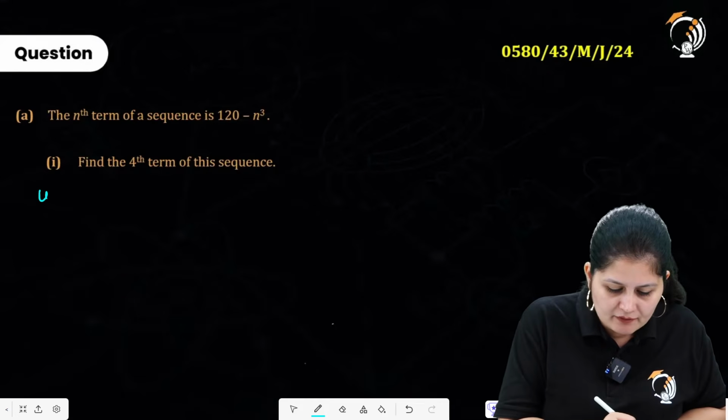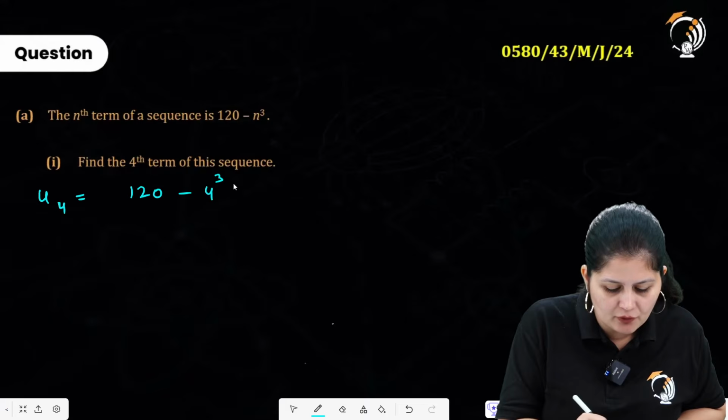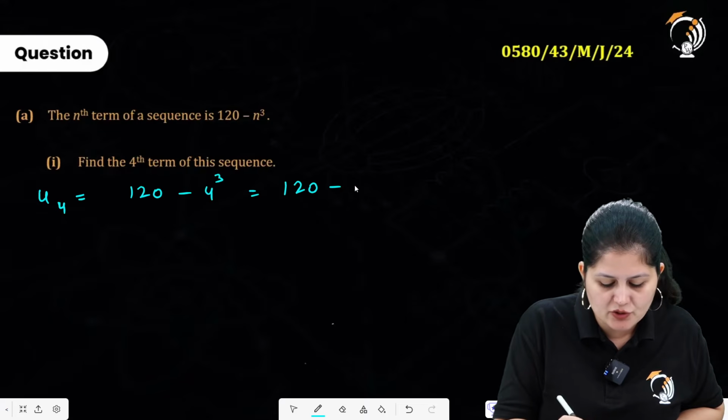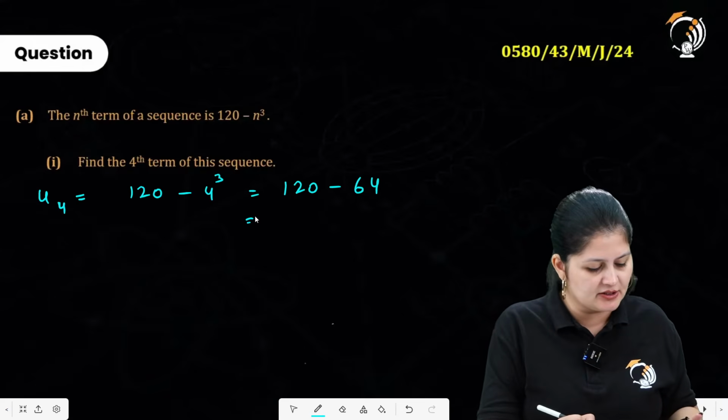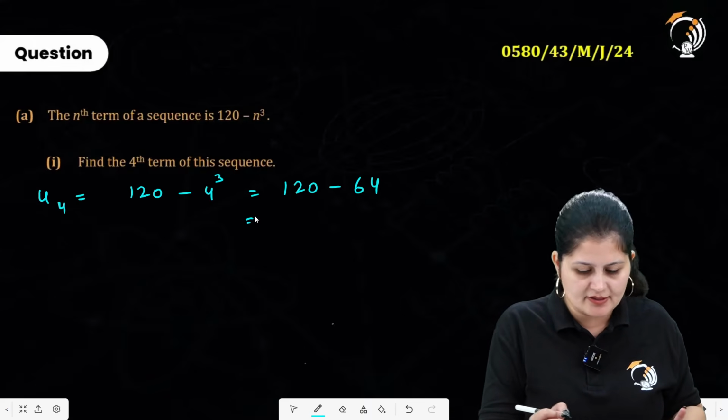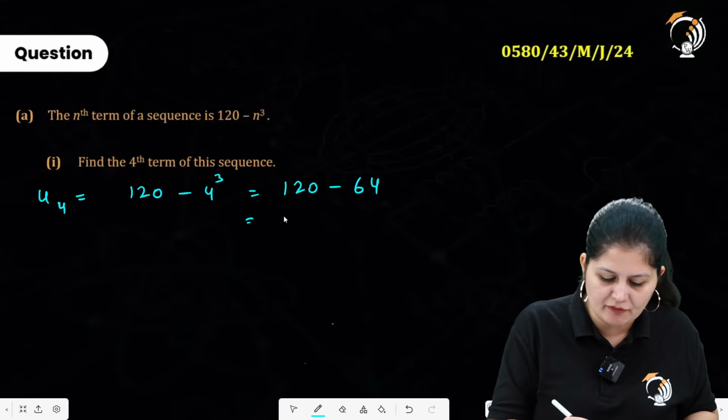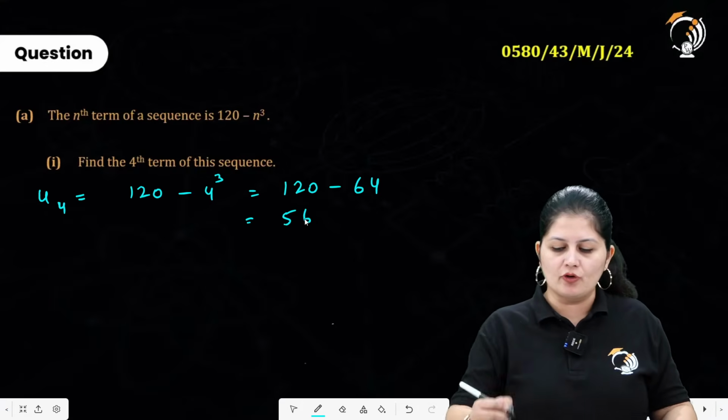Let's take the first part of it, which says we need to get the fourth term. So u4 would be equal to 120 minus 4 cube. That is going to be 120 minus 64. Let's do the calculation. What are we getting here? 120 minus 64 is equal to 56, correct? So that is the fourth term.